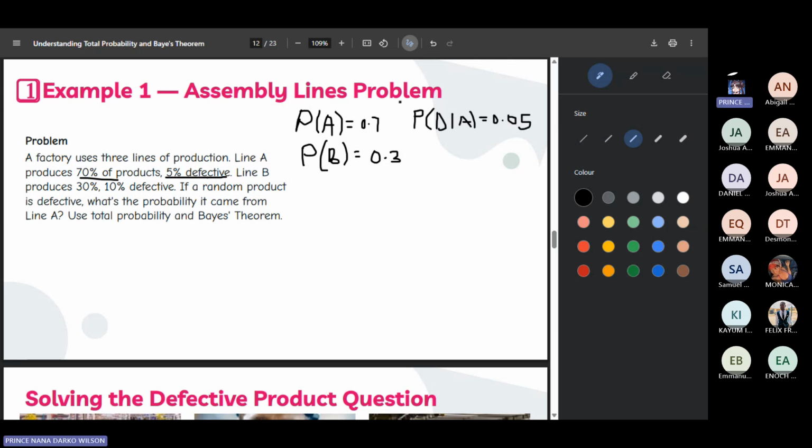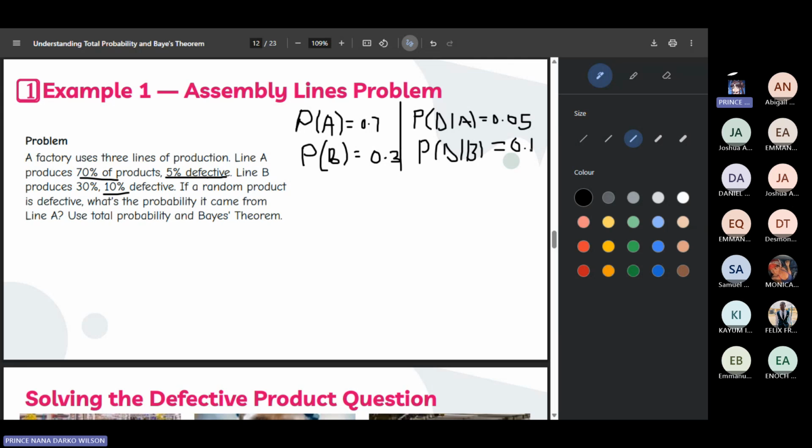And also, the probability of picking a defective product given that it comes from line B, that will be written as the probability of D given B. And then according to the question, there is a 10% defective rate for products that come from line B. So that is going to be equal to 0.1 for 10%.